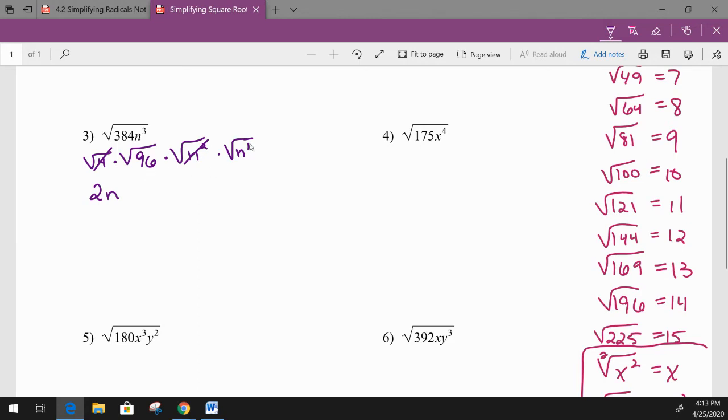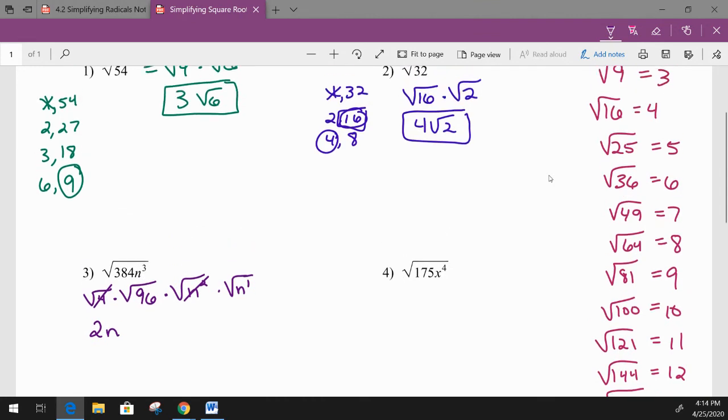But now these two parts, the 96 and the n to the first, are still underneath the square root because they are not perfect squares. So now it's time to ask yourself, can I simplify this 96 any further? So 96 is a little bit smaller than 384, but it's still a pretty large number. So I could divide by 4 again, or I can try maybe dividing it by some larger numbers.